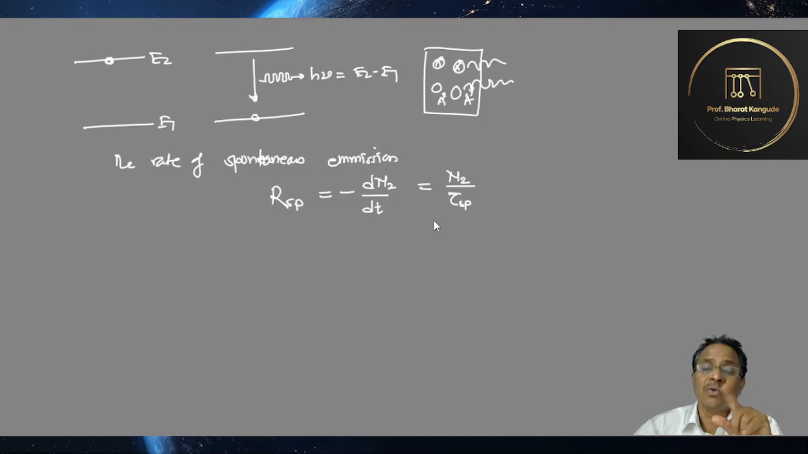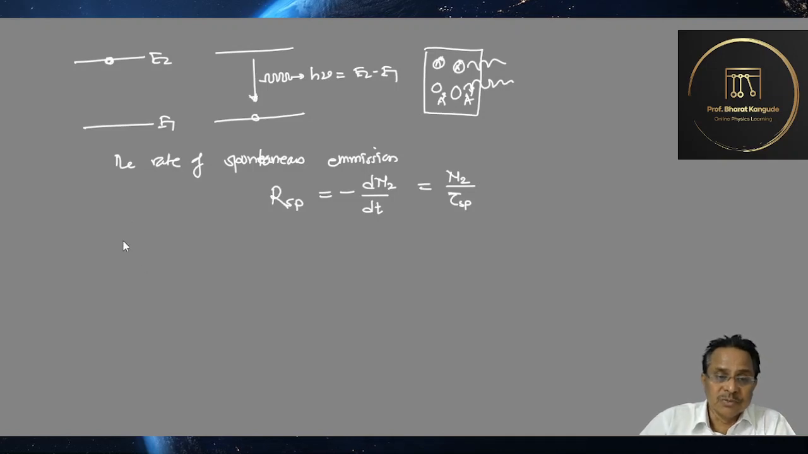When tau SP is very small, that means for a very small time the atom remains in this excited state, then RSP will be larger, as well as depending on how many atoms there are in the excited state, that is the population N2. These two factors decide this formula, that is RSP. In terms of the Einstein constant, we can write this relation as: the number of photons generated will be proportional to the population of the excited level only, and therefore the relationship can also be written as RSP is equal to, this constant I am writing here, A21 multiplied by N2.